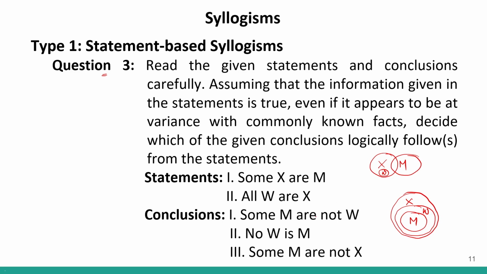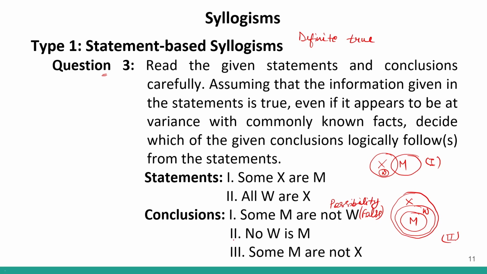Now let us look at the conclusion. Conclusion says some M are not W. But this was the first possibility, this was the second possibility. In the second possibility, all M are W, correct? So this one is false because this is a possibility. This could be or could not be true. So we take only definite true conclusions. So this is a possibility. It can or cannot be true. Therefore, this will not be the answer.